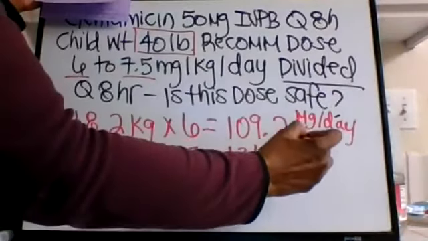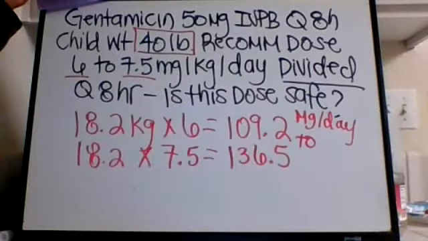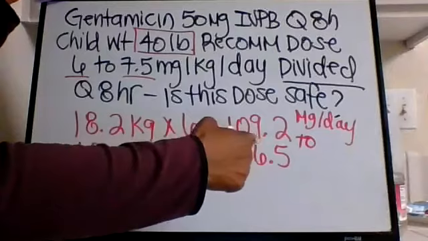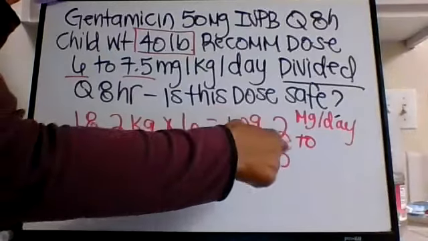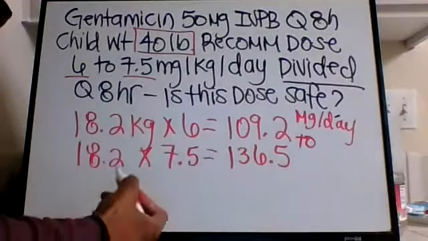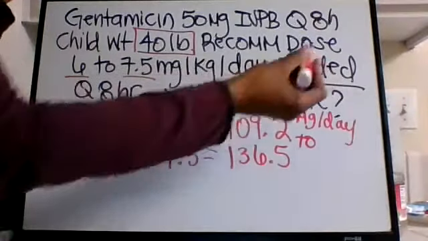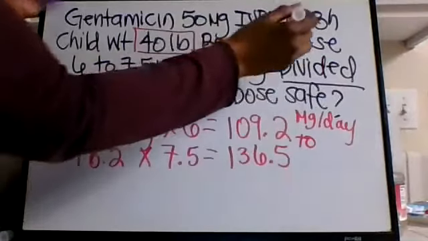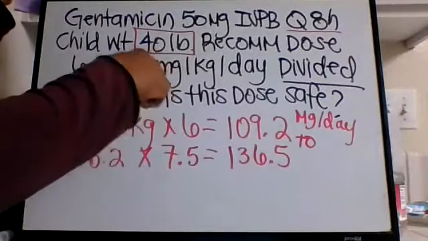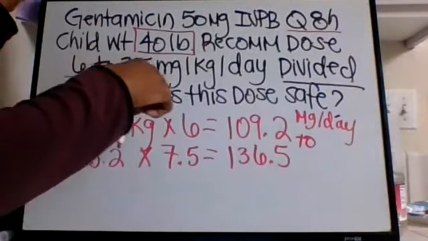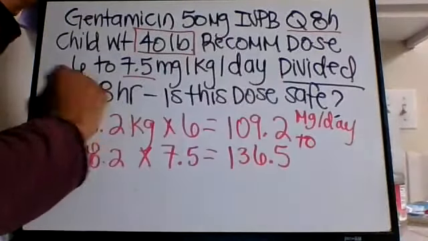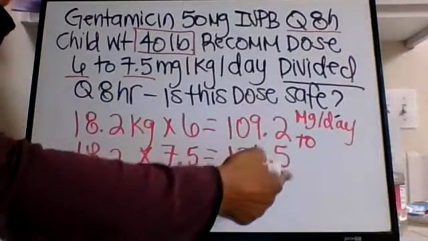So this is the safe dosage range in a 24-hour period. Okay? 109.2 milligrams to 136.5. Now you see that this dose is divided. The doctor ordered this 50 milligrams to be administered every 8 hours. So now the recommended dosage says 6 to 7.5 milligrams per kilogram per day, divided every 8 hours.